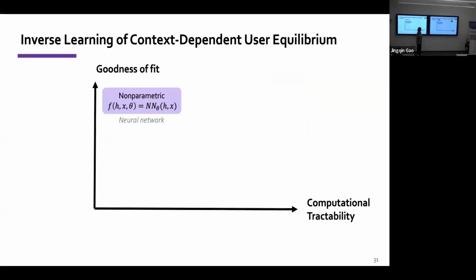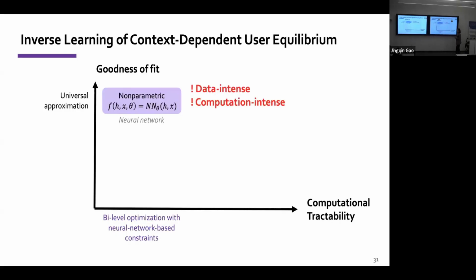So here is a brief review of the non-parametric way. The key message is that we want to leverage the representation power of neural networks. And later we can show that this neural network based, or non-parametric, approach is a universal approximator. But it requires us to solve a computationally challenging problem, which is a bilevel programming with neural network-based constraints. So we tried. It is indeed data intensive and computation intensive.